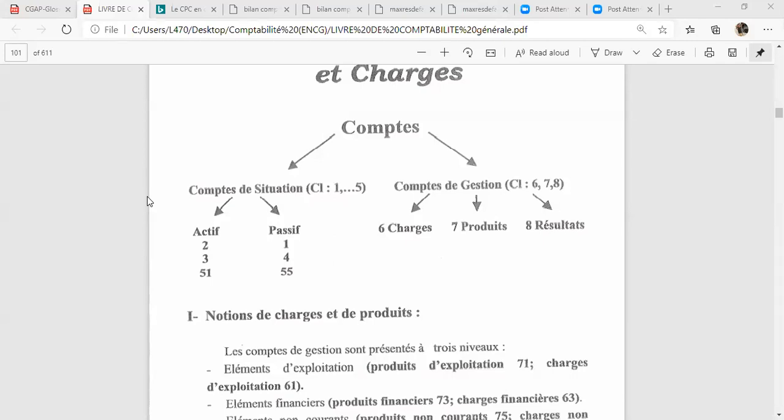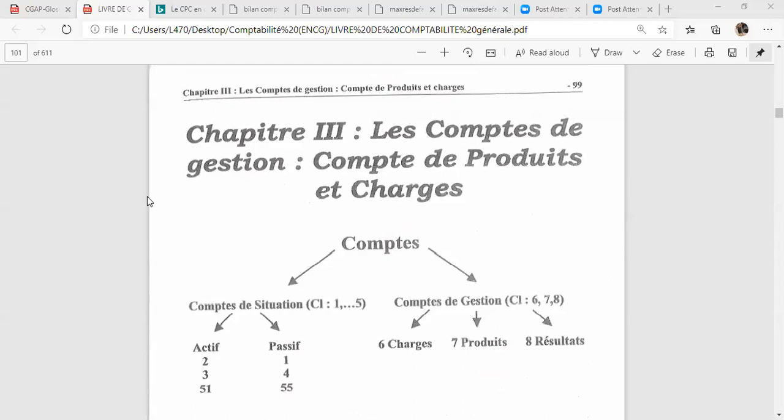Good. So now we're going to look at something we call the CPC, which is the compte des produits et les charges. It's sort of a continuation from the Bilan. You usually do the Bilan first, then you do the CPC. It's in that order. Like I said, the Bilan uses class 1 to 5, and this one uses class 6, 7, and 8. Though 8 is just for rare occasions, it's mainly class 6 and 7.